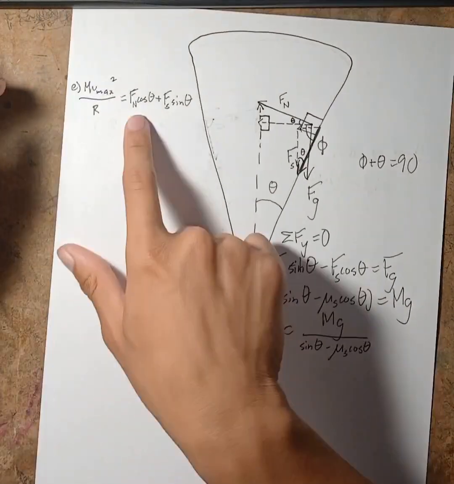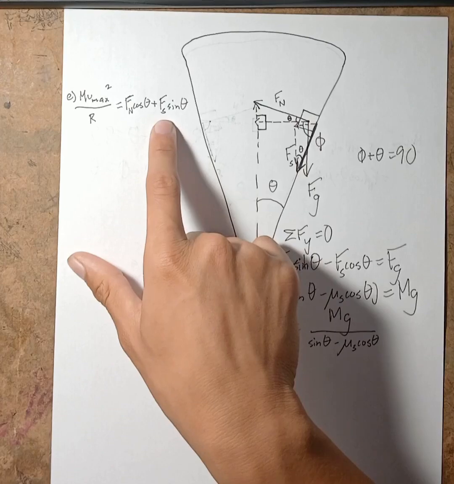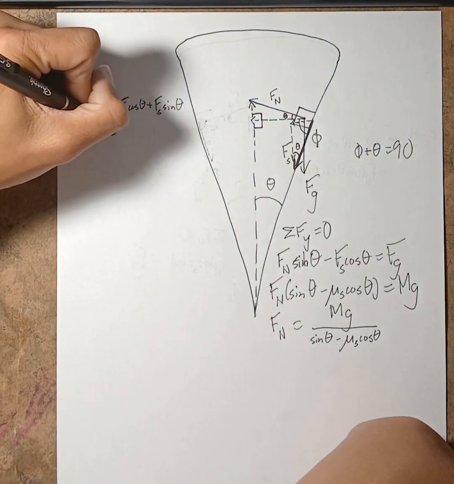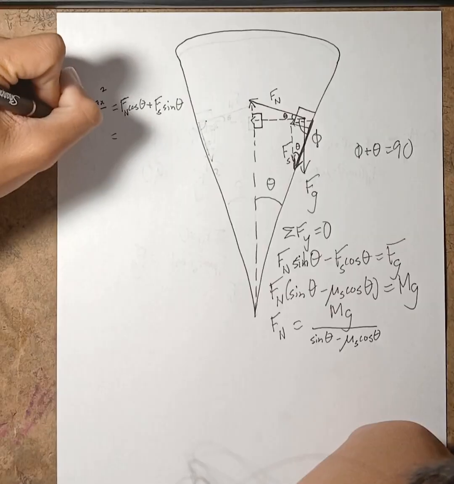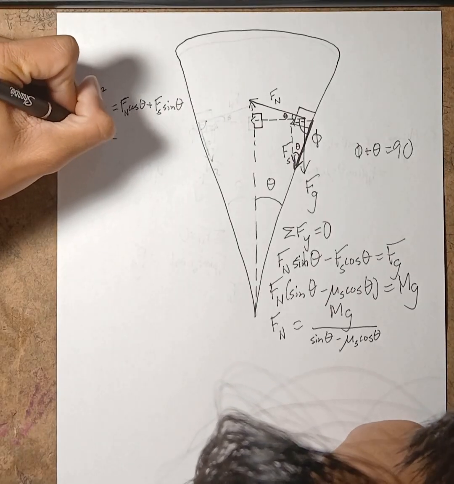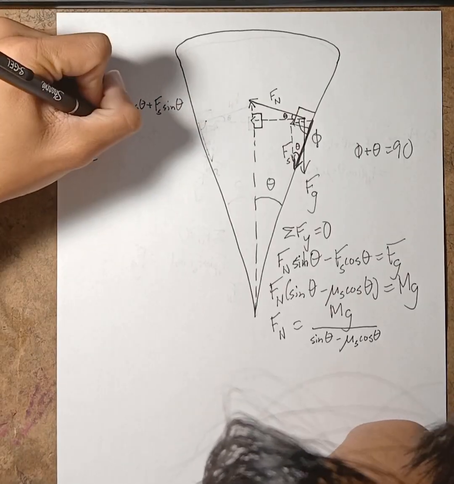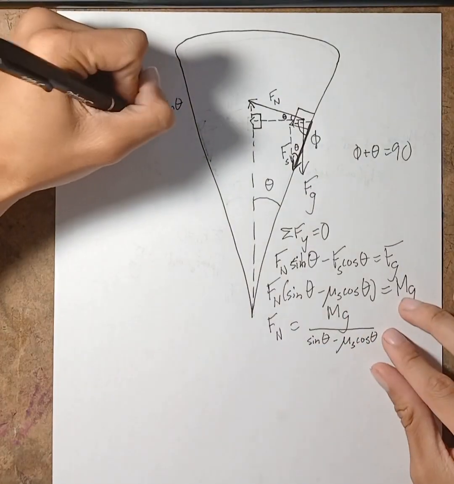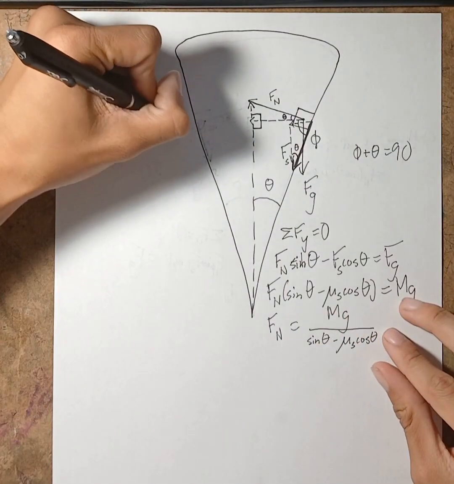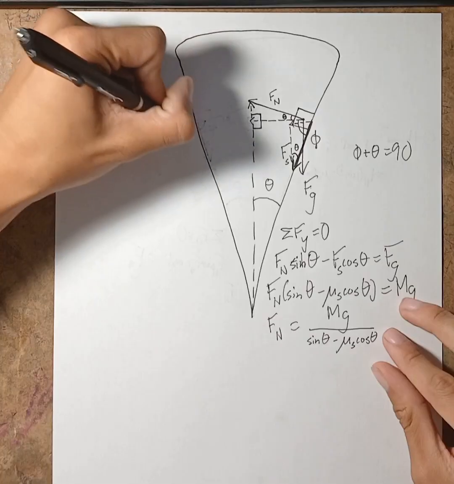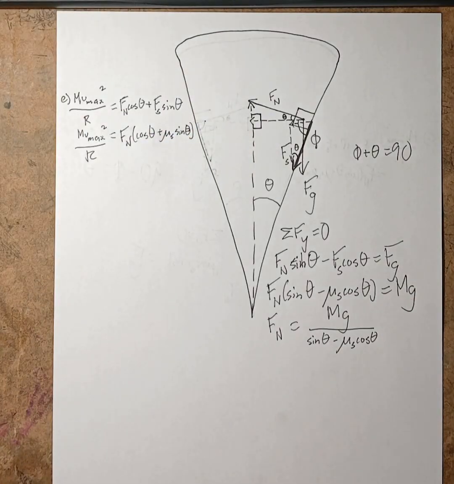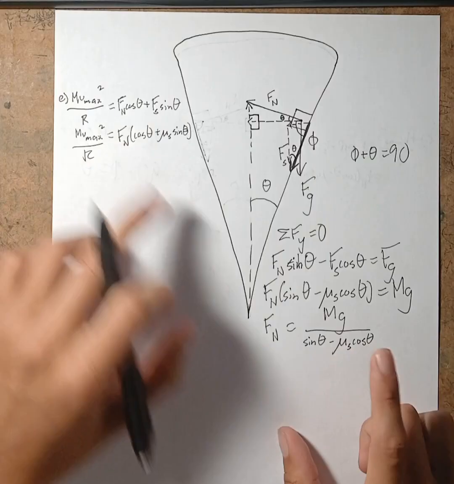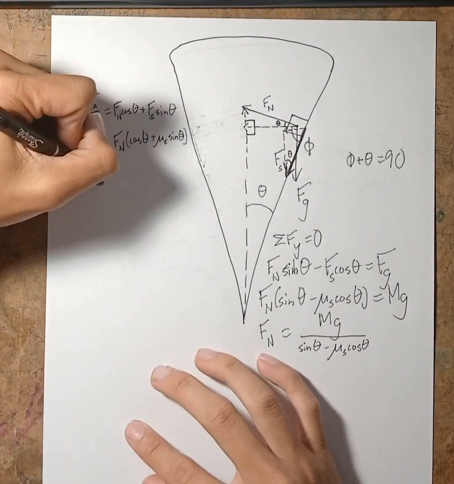Now, we can do the same thing over here. Again, Fs is the same thing as mu s Fn, so we can factor out Fn from both terms. Now we have Fn over here and we have Fn over here, so we make this substitution.